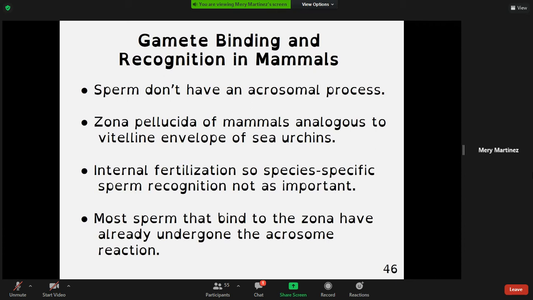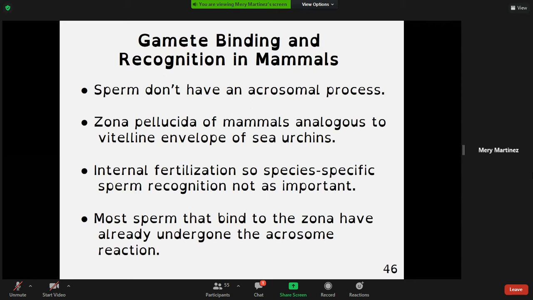So for the longest time, we thought that the glycoprotein zona pellucida 3 initially binds the sperm and induces the acrosomal reaction after the sperm have bound to it. But new research lately has demonstrated that most sperm that bind to the zona have already undergone the acrosomal reaction. So it is not obvious that most sperm undergo the acrosomal reaction in the cumulus. Those that undergo the acrosomal reaction in the zona are unsuccessful.